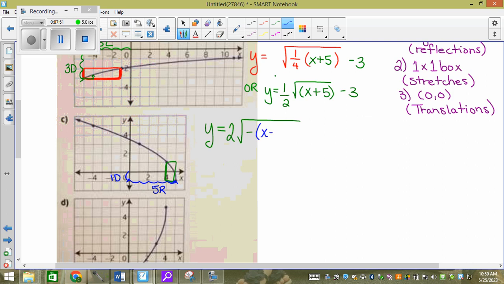So I get x minus 5. And then minus 1. Now how could I put the 2 inside? What would it be? Yeah, minus a negative 4, because you bring it in, you square it. So what kind of stretch is that actually? Horizontal stretch by a factor of 1/4.